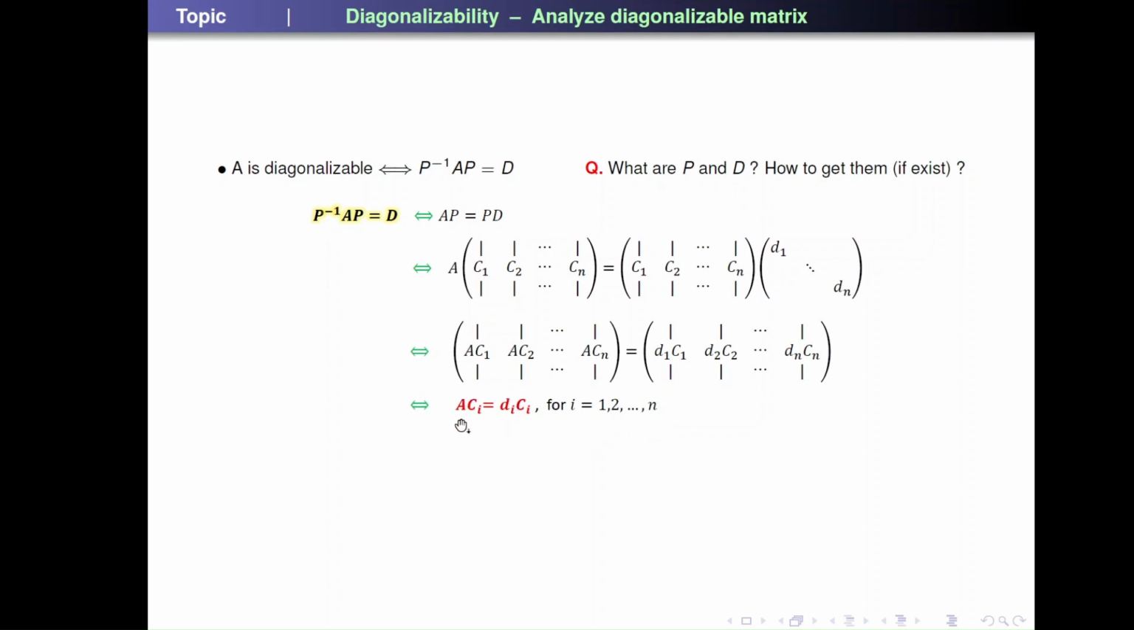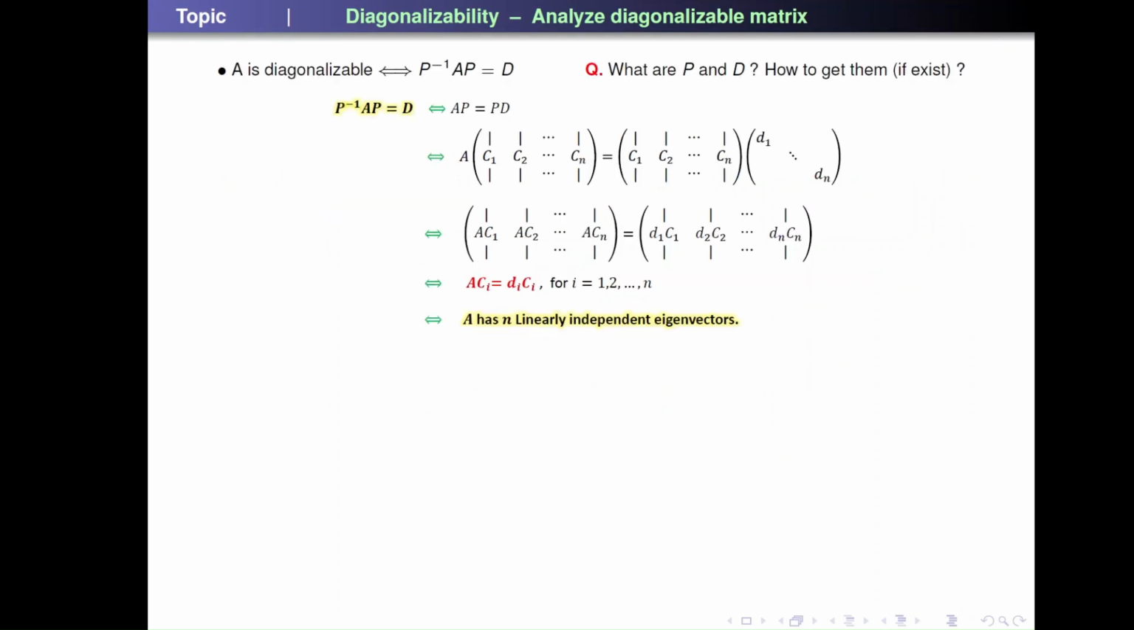So what is that? That means Di is nothing but an eigenvalue of the matrix A, with an associated eigenvector Ci. Now, as this matrix P is invertible, all these columns C1, C2 up to Cn are linearly independent, and we know that the Ci's are the eigenvectors. So from there we can say A has n linearly independent eigenvectors. That is very important.